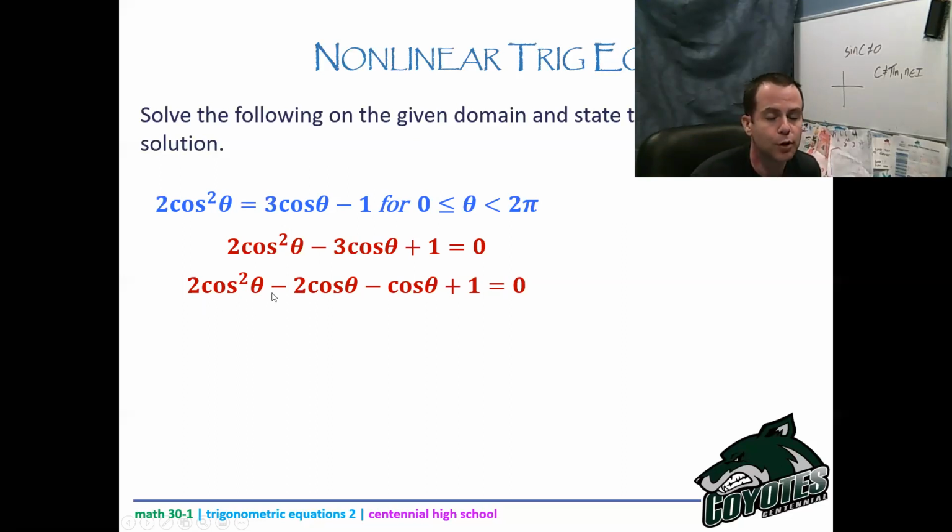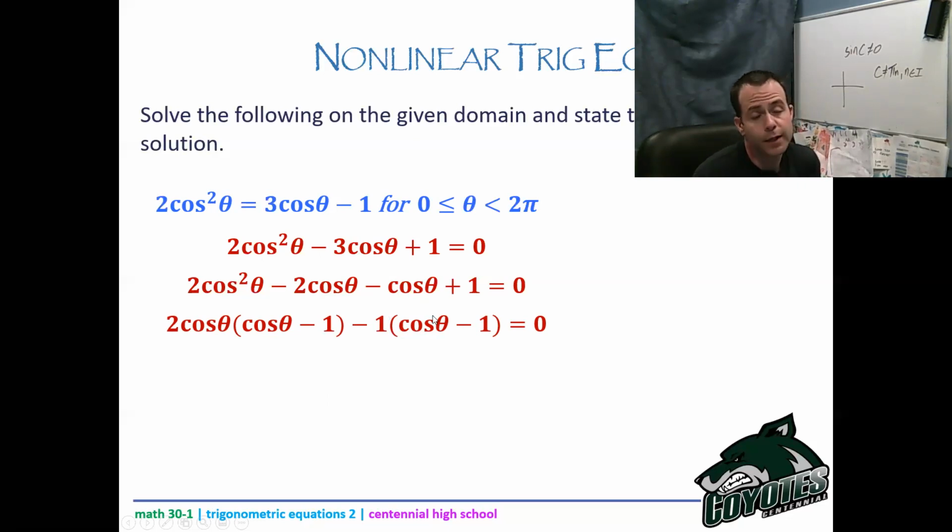I can take out a 2 cos theta from the front 2. That leaves me with cos theta minus 1. And I can take out a -1 from the back 2. That leaves me with cos theta minus 1. That means cos theta minus 1 is a common factor that I can pull out, leaving me with 2 cos theta minus 1 times cos theta minus 1. I'm now at the zero product principle. So this guy equals 0, or this guy equals 0.